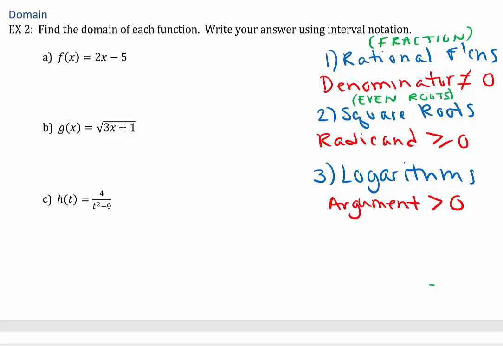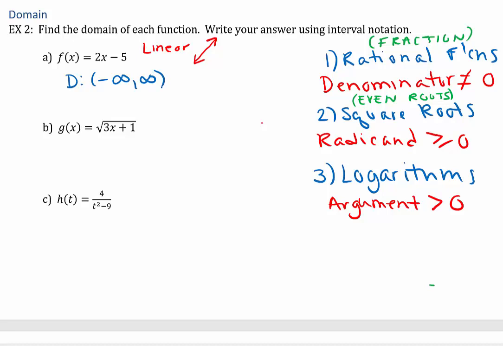Example A, if I want to find the domain of f of x equals 2x minus 5, the first thing I notice is that this is a linear function. If I were to graph it, it would look like a line. And if I think about the graph, that helps me realize that the domain has to be all real numbers from negative infinity to positive infinity. That's because the line continues in both directions forever.